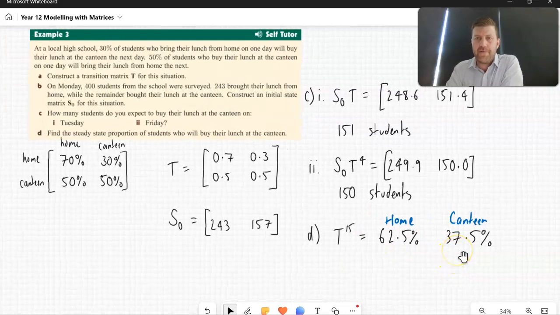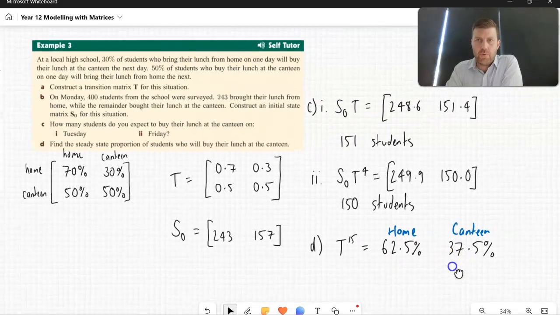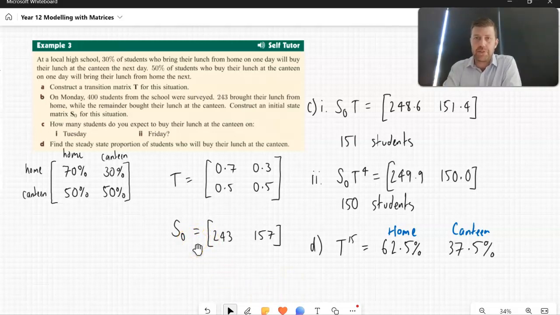So the answer is essentially 0.375 or 37.5% of students will purchase their lunch from the canteen as a general rule, okay? Unless something happens to change this transition matrix. You know, there might be a new item at the canteen. There might be an advertising campaign run by the canteen. The canteen might come under new management and have a complete overhaul. So things can change. Therefore, the transition matrix may change. But based on the initial state matrix and the transition matrix, the steady state will look like this.